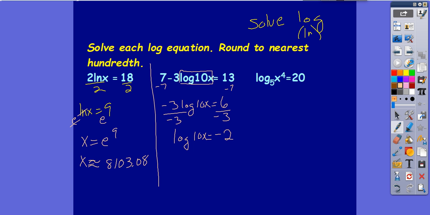So the next thing I need to ask is, well, that's a log base what? Well, there is no base number there, so it's a base 10. So I need to put a base 10 on each side. That'll cancel it out. This is 10x equals 10 to the negative 2, which is really just 0.01. And I divide by 10, get x is equal to 0.001.